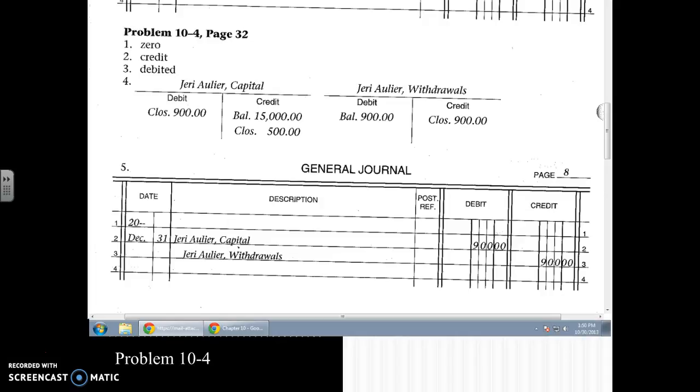So problem 10.4, we have a balance of withdrawals, which is $900, so we have to close it. So what we'll do is we will debit the capital account for $900, decreasing the balance of capital, and credit the withdrawals account for $900, zeroing it out. So now we have it zeroed out, and we indicate that by closing it out into capital.